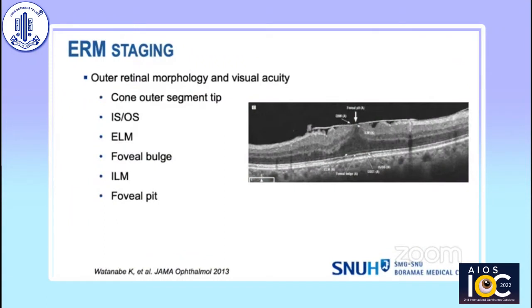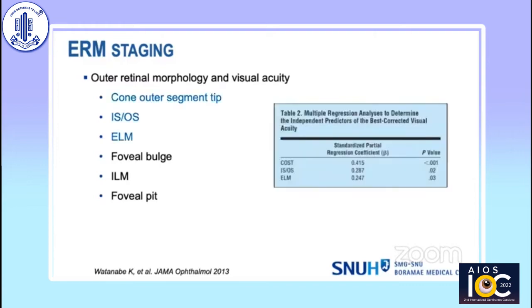The evolution of spectral domain OCT has enabled us to obtain high-resolution cross-sectional images of the retina. Many investigators have looked at changes in retinal morphology on OCT and its correlation with visual acuity. One study broke down retinal morphology into the presence of any abnormalities in the cone outer segment tip, the IS-OS junction, the ELM, ILM, and the presence or absence of a foveal bulge and pit. They found that on multiple regression analyses to determine independent predictors of visual acuity, the factors representative of outer retinal morphologic changes were the significant factors.